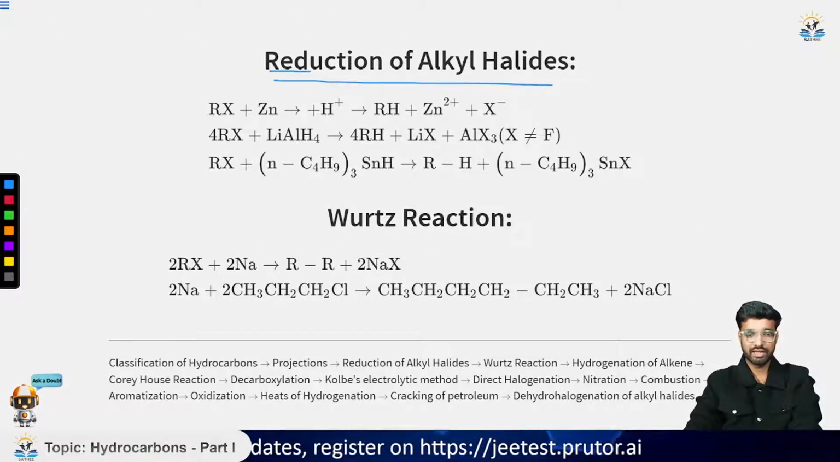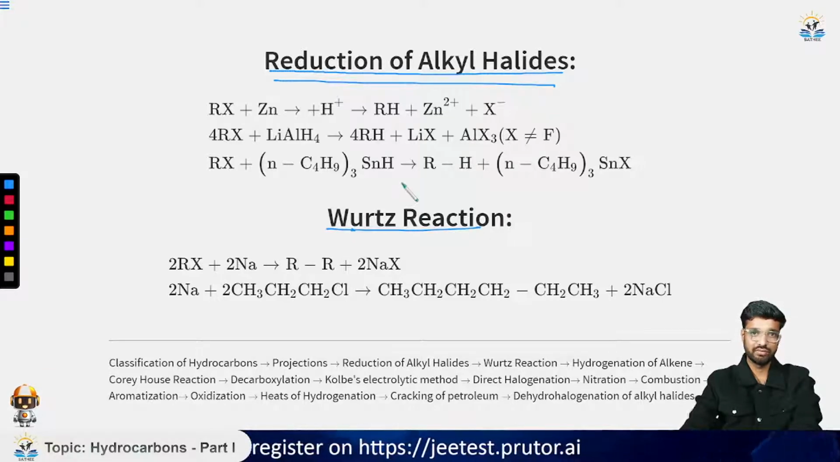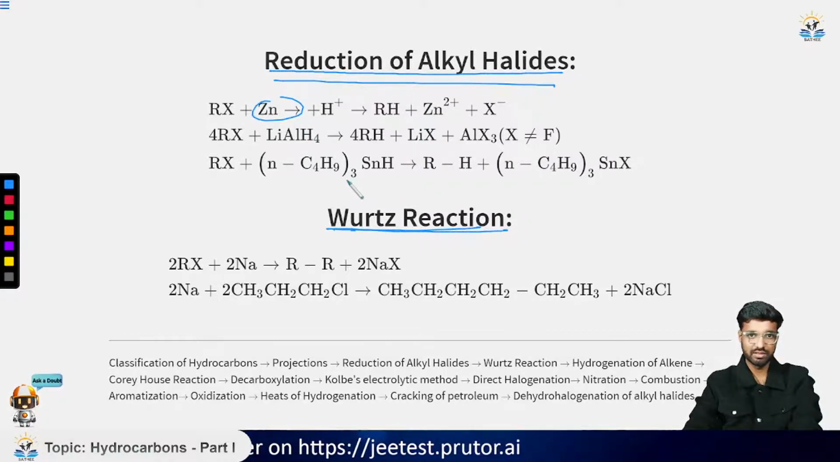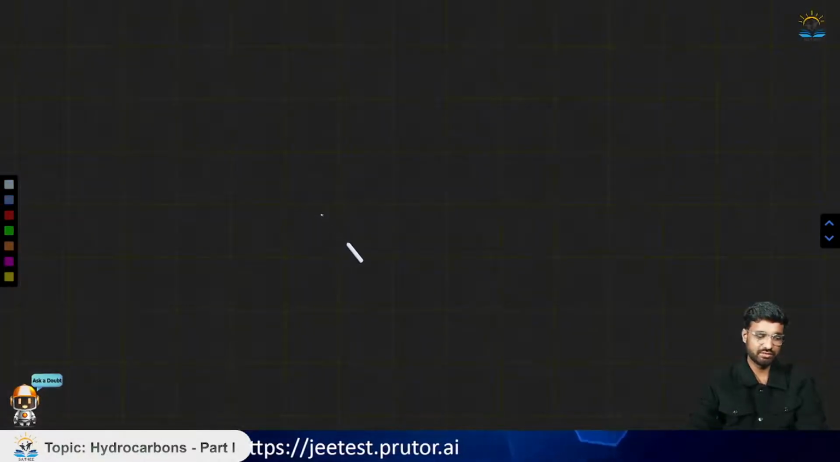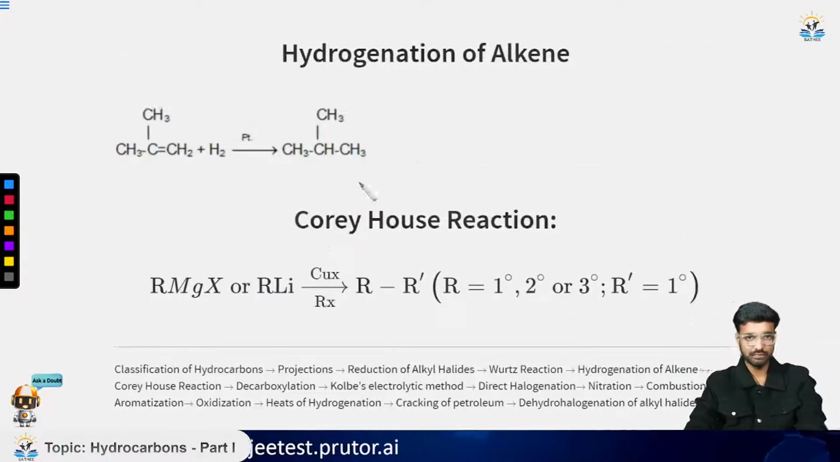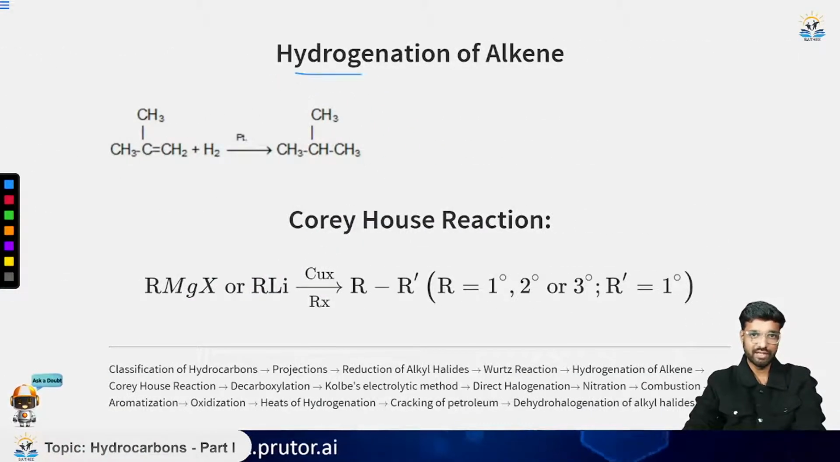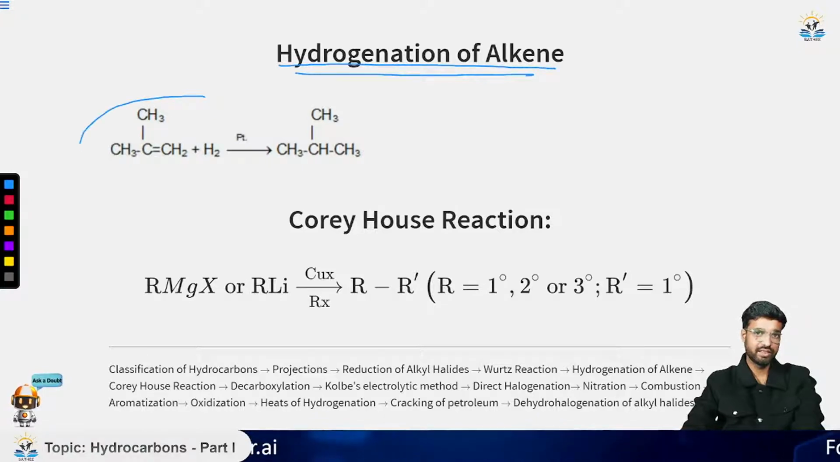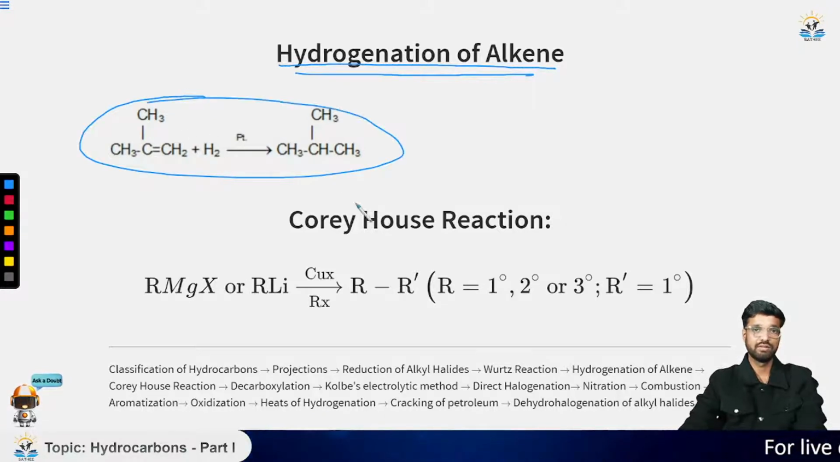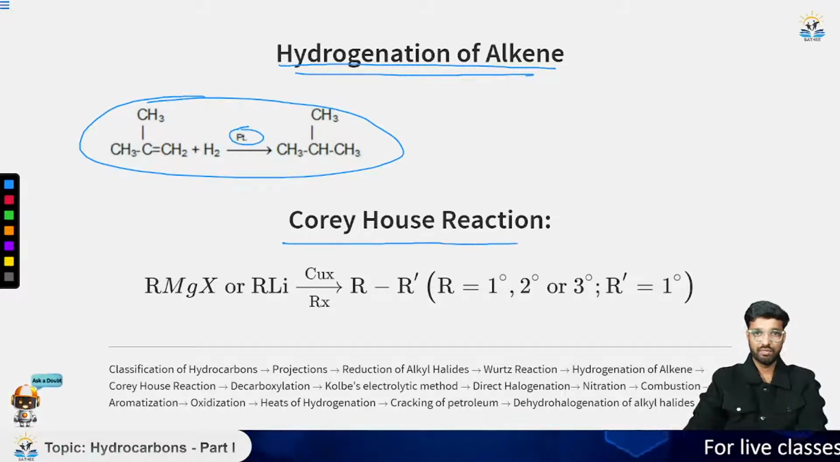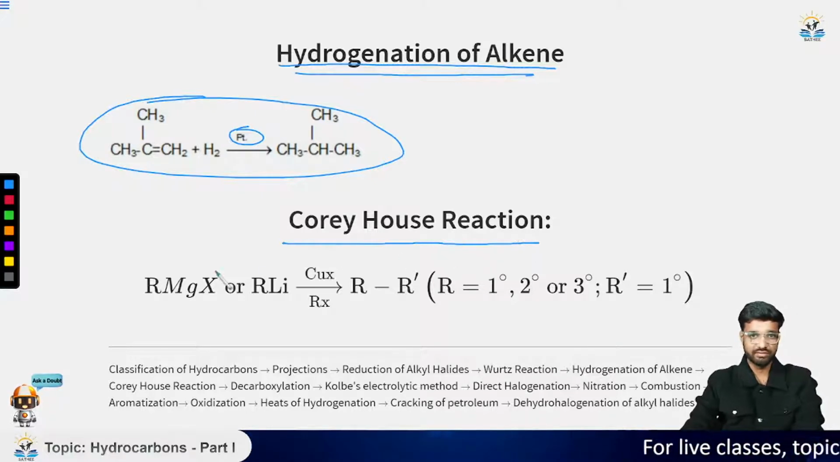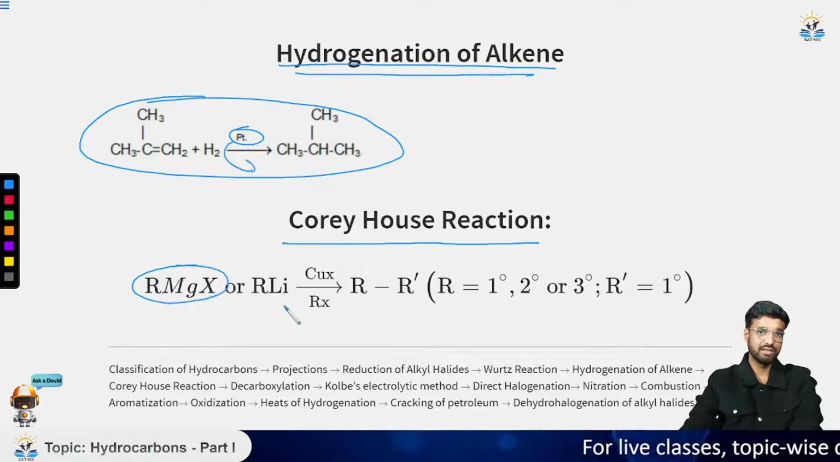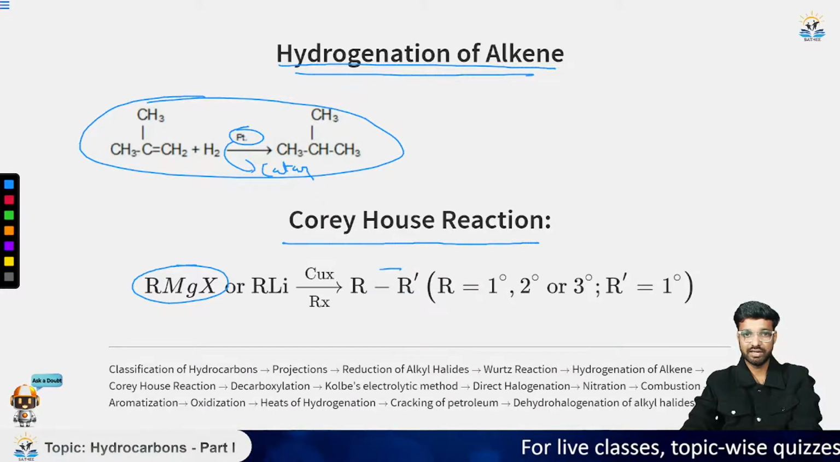Now we use this alkyl halide in two ways. First we use metals, and then we can have this Wurtz reaction to do the same. Then we use the hydration of alkene, where I said that it will give us cis alkene. Now we next move to this Corey-House reaction. So we are basically reacting a Grignard reagent with this CuX and getting R-R'.